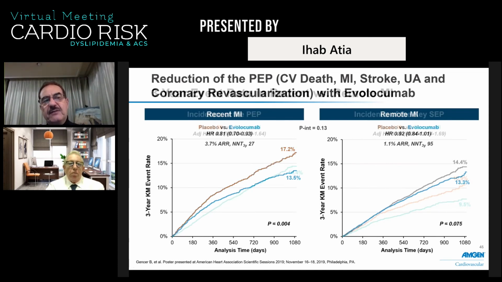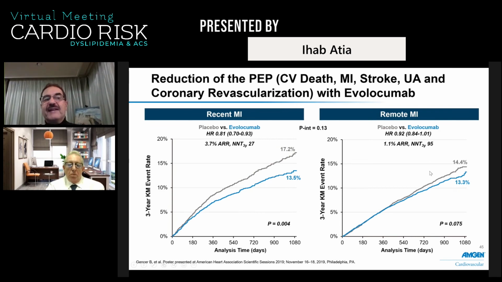Well, let's look at what evolocumab did for this group of patients. Let's look at those with the recent MI group, the ones, like I said, 17.2%. Compared to that, we had an absolute risk reduction of 3.7% and a number needed to treat as low as 27. So we had a relative risk reduction of 19% in this group of patients, while in the remote MI, the absolute risk reduction was 1.1% with a relative risk reduction of 8% in these patients.